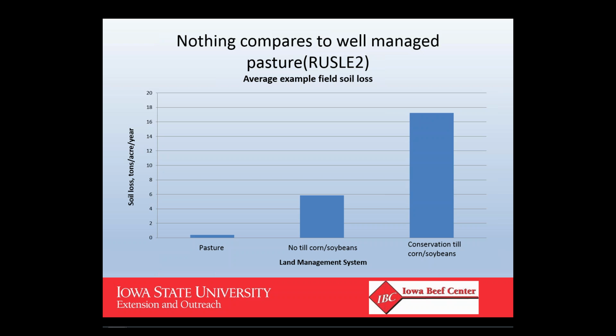So the range on the average of the soils would have been, like I mentioned earlier, probably about 17 tons on the conservation till to about 5 tons on the no-till, and then basically under a ton most likely on the pasture if it was really well managed. So it makes a big difference on soil loss, and that relates also then to nutrient loss.